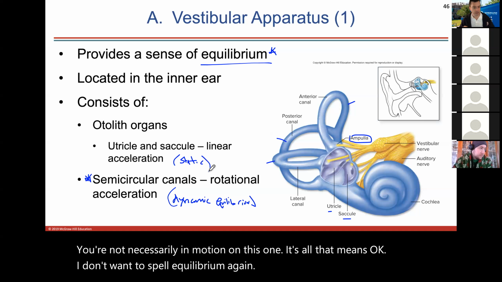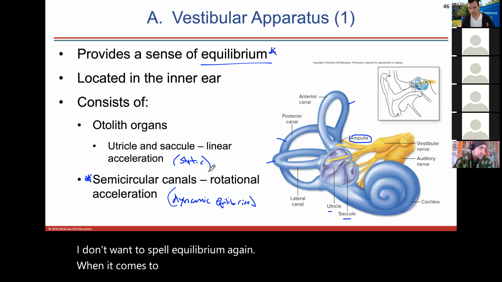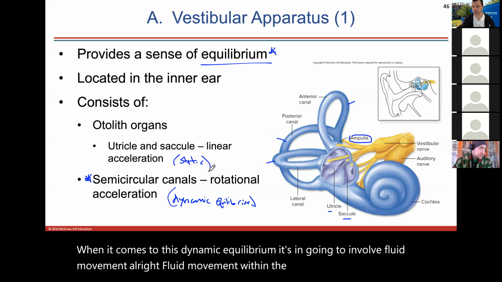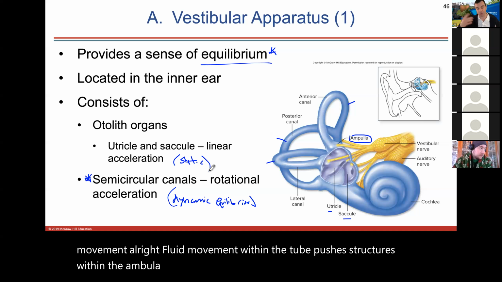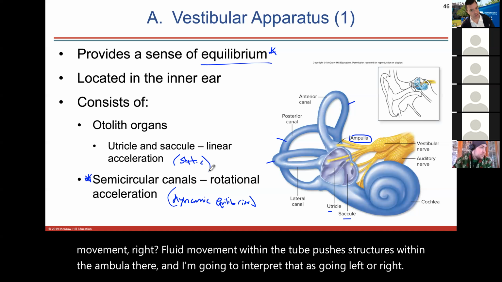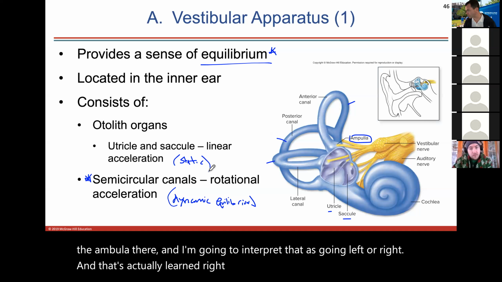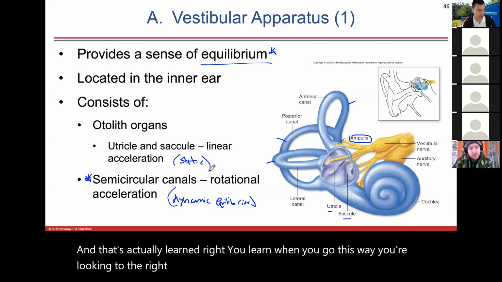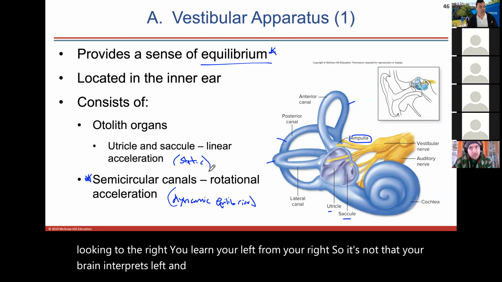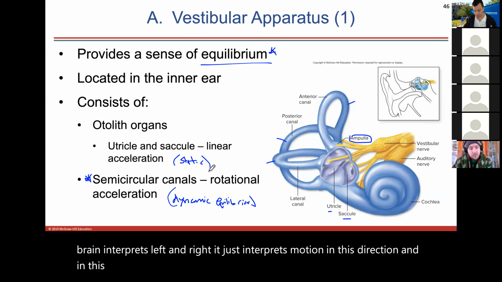When it comes to dynamic equilibrium, it's going to involve fluid movement, all right? Fluid movement within the tube pushes structures within the ampulla, and I'm going to interpret that as going left or right. And that's actually learned, right? You learn when you go this way, you're looking to the right. You learn your left from your right. So it's not that your brain interprets left and right. It just interprets motion in this direction and in this direction. You learn left or right.